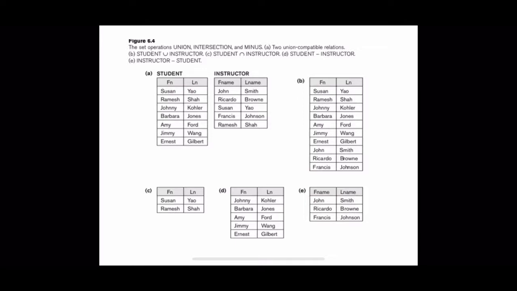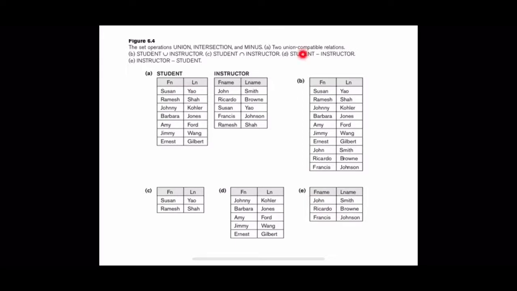And the second operation is student intersect instructor. So we will get only those which are common, that is both student and instructor. So we can see some entries like Susan and Ramesh, whose entries are there both in student and instructor. So that will be the result in case of intersection.